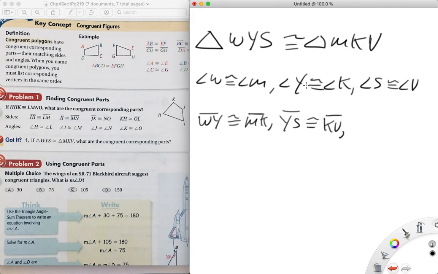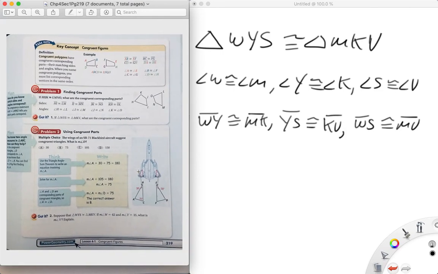And then for my third side, I just have to pick the two that weren't next to each other. So in this case, W and S, right? These weren't next to each other, so I can say WS is congruent to MV, because M and V are not next to each other. So I can get all of that from the congruence statement, which is very convenient. I can get the corresponding angles and the corresponding sides from the congruence statement.